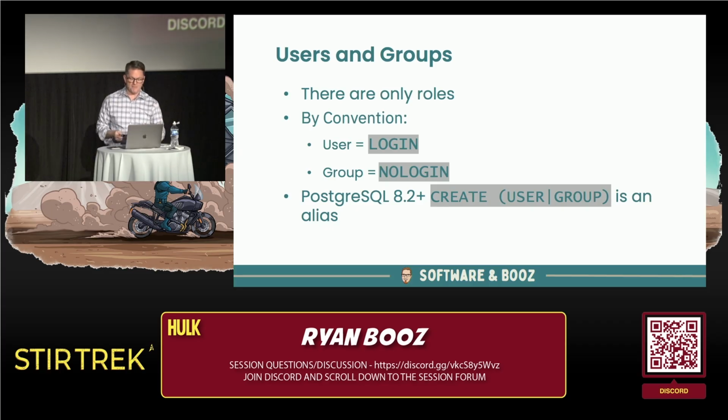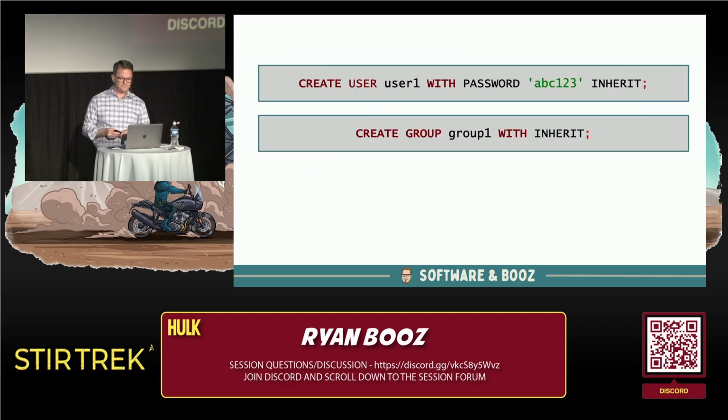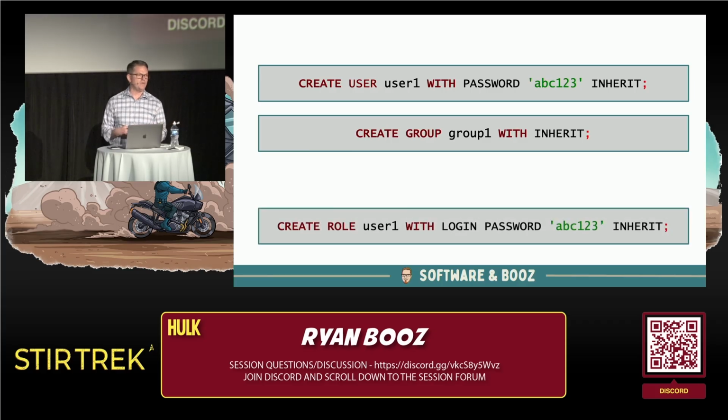And I'll give you some examples of what that might look like moving forward. And all that means is this: we actually do still have the alias for create user and create group. They are simply that, an alias to create role. And so by default, if you say create user, it adds the login behind the scenes. That's all it does. That's the only difference. Otherwise, if you say create group, it just keeps the default, which is no login.